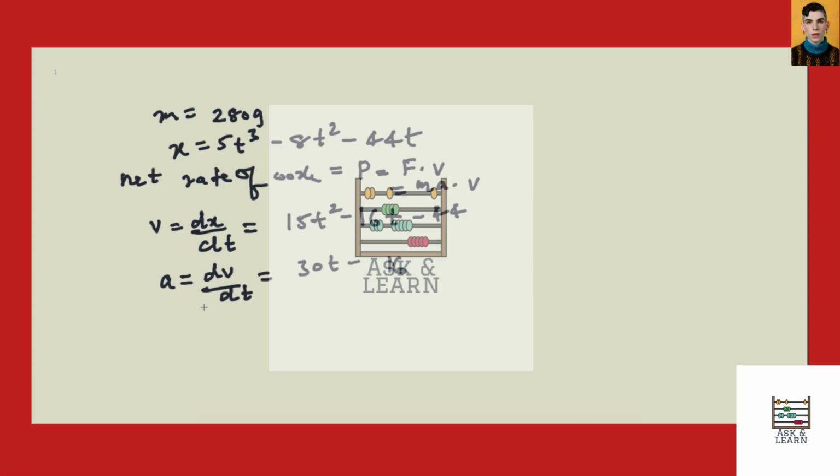Now we can start finding the rate of work done, which is power, equal to MAV. That should be equal to 0.28 times, and we'll plug in the acceleration and the velocity function here. So 0.28 is the mass in kilograms of this object, and then we have A times V. So we plug in the equation.